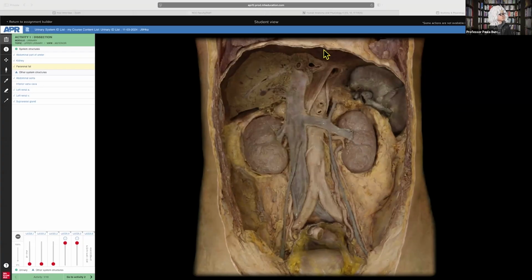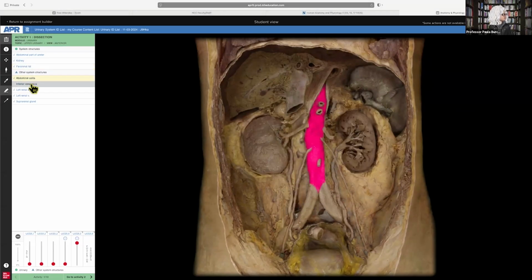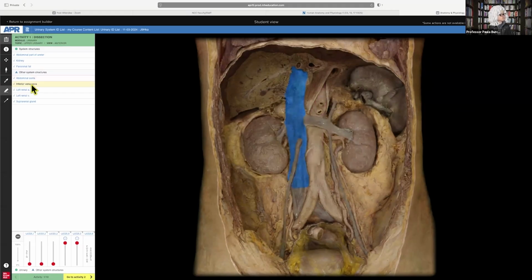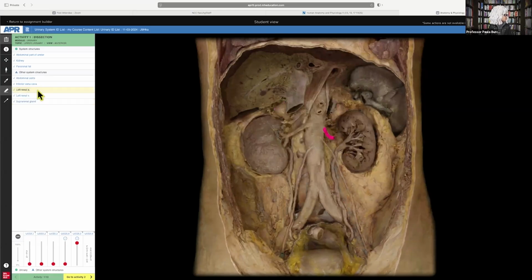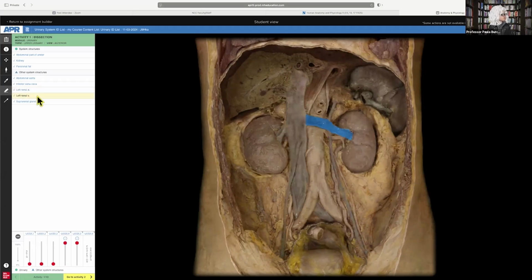To get our orientation, this is the diaphragm, the liver, the spleen, the abdominal aorta, the inferior vena cava, and the suprarenal glands. Coming off of the abdominal aorta are the renal arteries. This is your left renal artery going to your left kidney. Draining into the inferior vena cava are the renal veins. This is the left one.